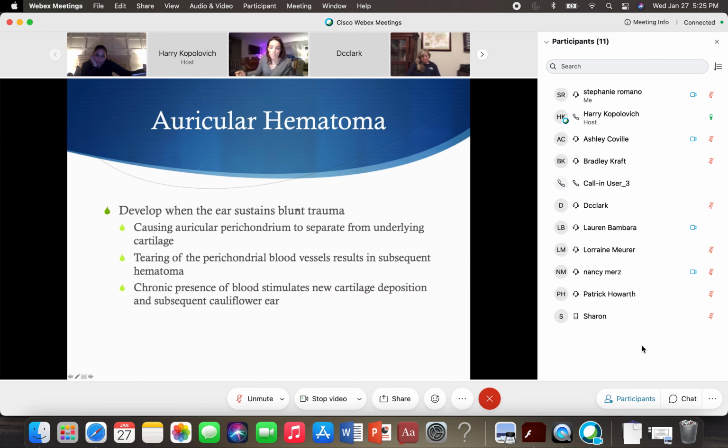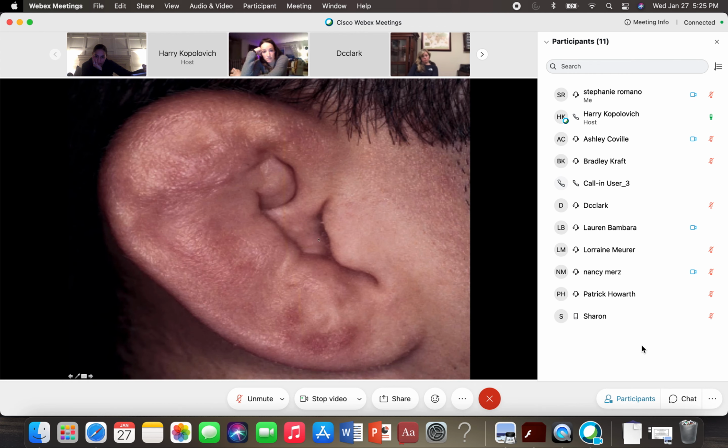So auricular hematoma kind of is similar to a septal hematoma. It's when you've got blood accumulating in the space adjacent to cartilage. It causes the auricular perichondrium to separate from the underlying cartilage, and you've got the blood vessels that tear and start to accumulate blood in that potential space. Blood, when it's adjacent to the cartilage, stimulates new cartilage deposition, and then they result ultimately with cauliflower ear. And this is what it looks like if an auricular hematoma is not promptly drained.